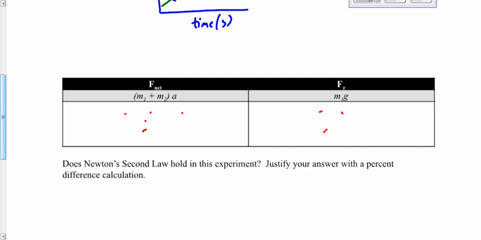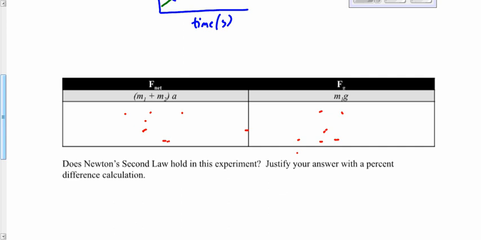What should you notice if Newton's second law is correct? If F net is equal to mass times acceleration, what should you notice about these two forces? The net force is mass times acceleration, right? What causes the net force on this? What's causing the acceleration here? Gravity on the hanging mass, right? So if I multiply the hanging mass times 9.81, that should also give me the net force, the same force. So you should notice that these two forces are the same.